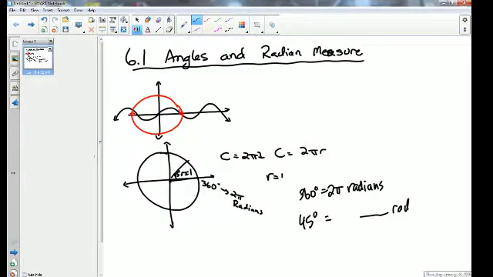Basically what you're doing is 45 times pi over 180. This is the conversion formula right here. See how radians has a pi in it? So you're always going to have the pi on top. So 45 pi over 180, and reduce that fraction.